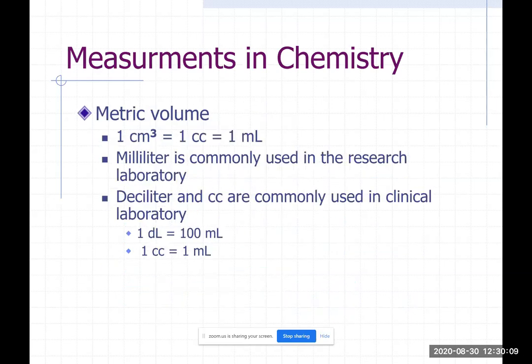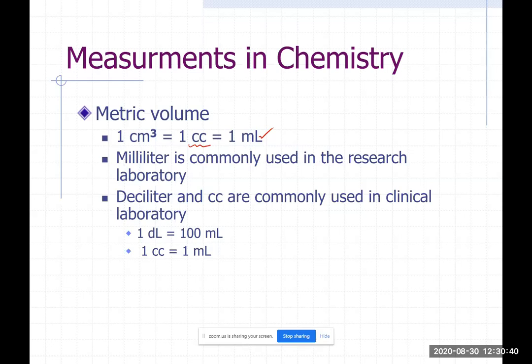Also in the metric system, a couple of things that you'll want to memorize. 1 cubic centimeter is equal to 1 cc, a cc being a cubic centimeter. And 1 cubic centimeter is equal to 1 mL. So in the chemistry lab, we use mLs more often than we use cubic centimeters, but you will see cubic centimeters used sometimes with density calculations.